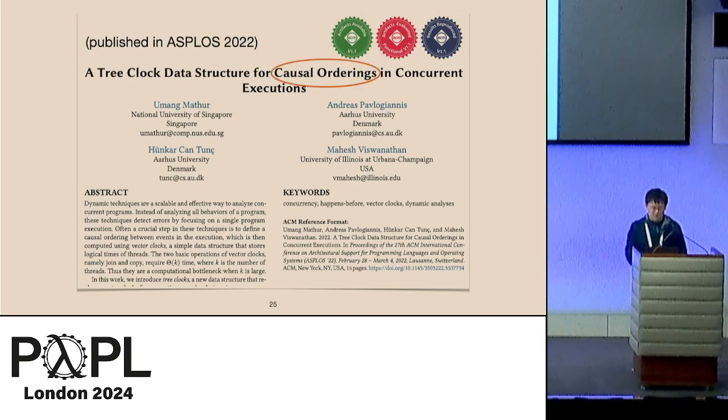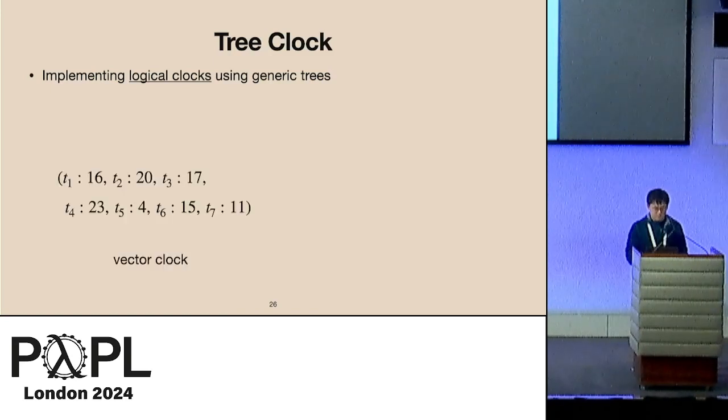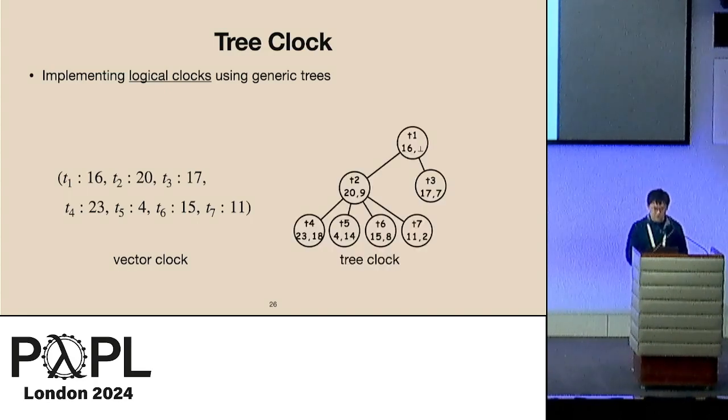And as indicated by the title, tree clock is used for recording the causal orderings in a concurrent system, and it's essentially an instance of the logical clocks implemented as generic trees. A logical clock maintains a timestamp, which is a mapping from threads to clock values. And a classic implementation of logical clock is the vector clock. It represents the timestamp using an array. And on the other hand, tree clock organizes the timestamp as a tree.